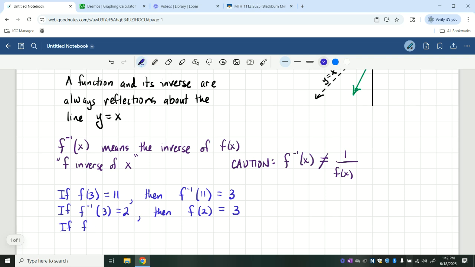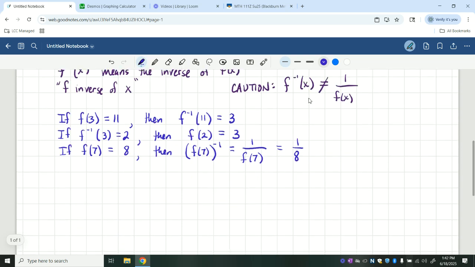If, and here's where MyOpenMath is going to try to trick you, if f of 7 equals 8, then what does f of 7 to the negative 1 equal? Well, this time the negative 1 is not placed between the f and the 7, so this one actually does mean reciprocal. So we're going to say this means 1 over f of 7. So that'd be 1 over 8. So you have those kind of trickerations that are going to come up.